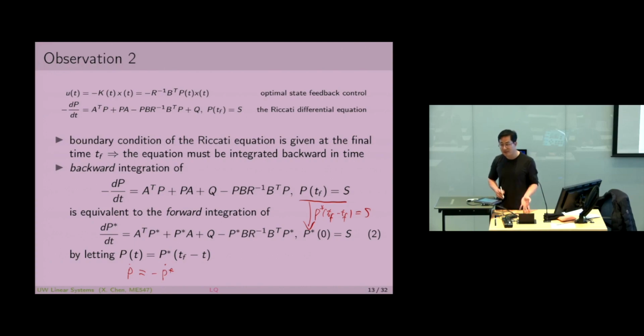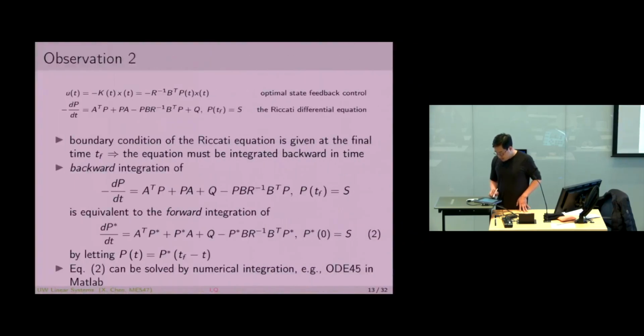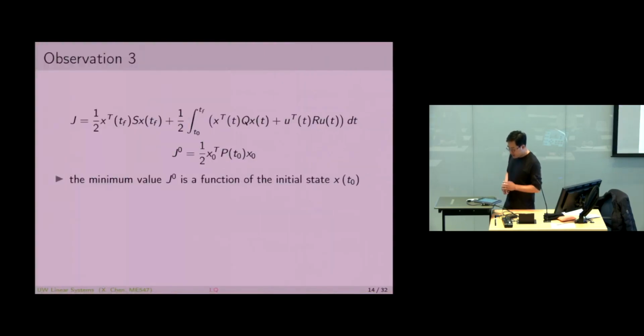So that's actually fantastic. Not only do we have a state feedback law, but also we can actually solve this Riccati equation. In MATLAB, we can solve this numerically by, for example, ODE45. And I have some examples, actually, I will show you in a minute. Before I show you that example, let's do a final observation.